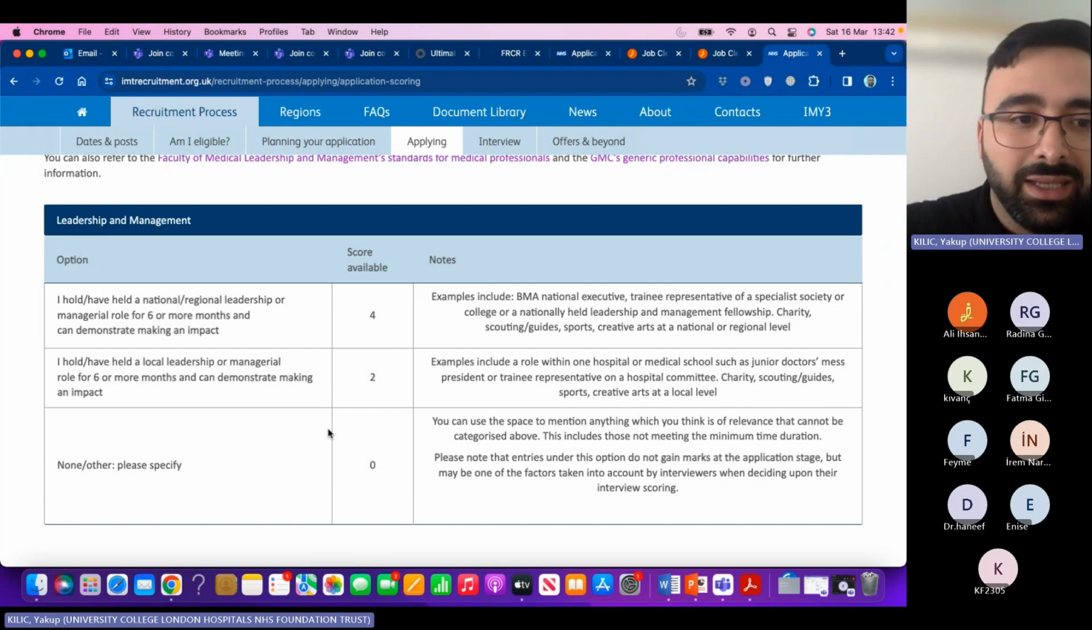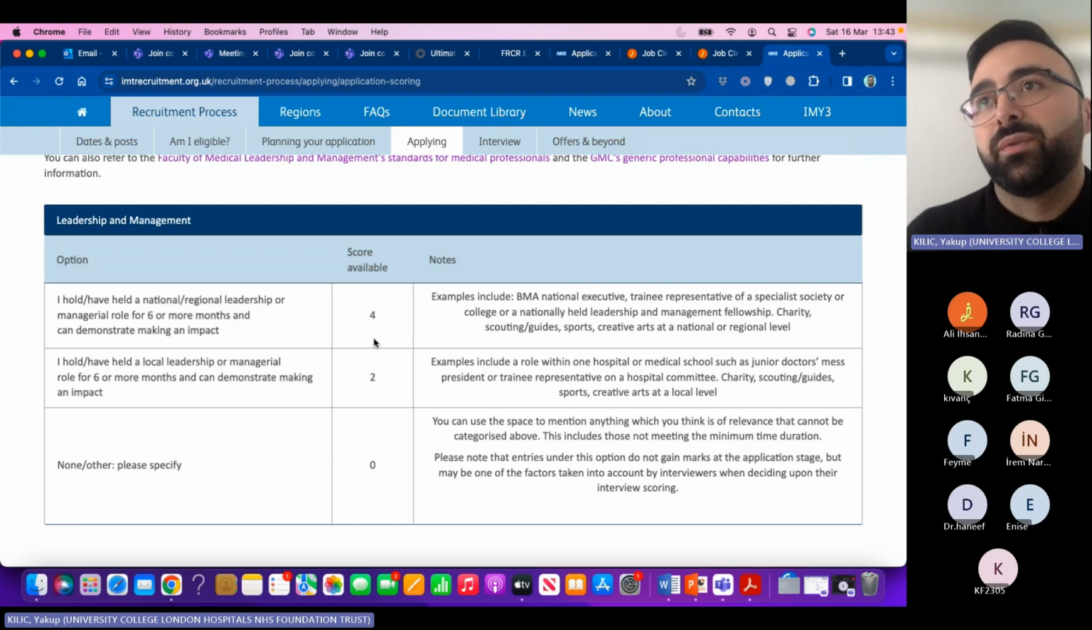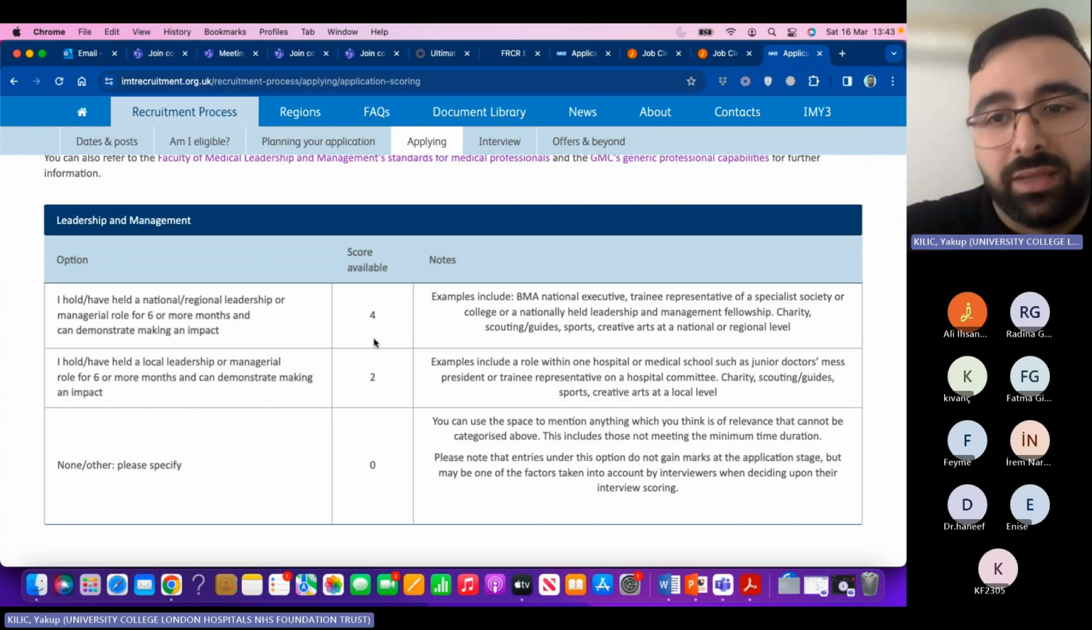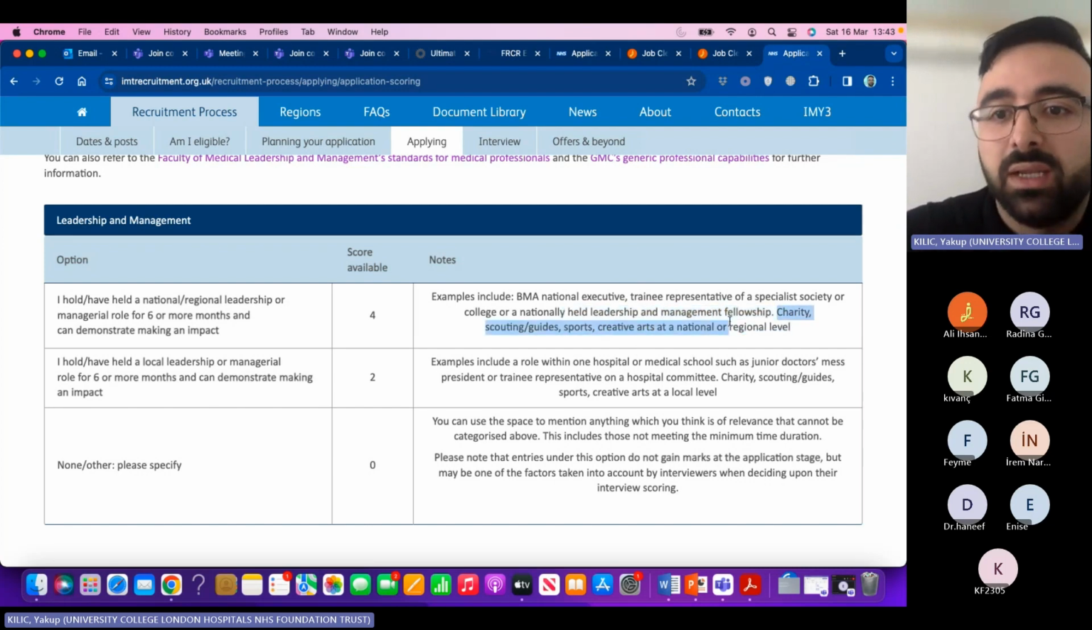But the key thing here is, if you've had a national or regional leadership or managerial role for 6 months, then you get the highest points. This can even be anything you've done in medical school. There's no time limit. So even if you were a committee member of a society during medical school, that will still count. Or even things like charity, sports, creative arts, anything, that will count. If you've held a local leadership or managerial role for 6 months or more, and you can demonstrate that you've made an impact, that's 2 points.